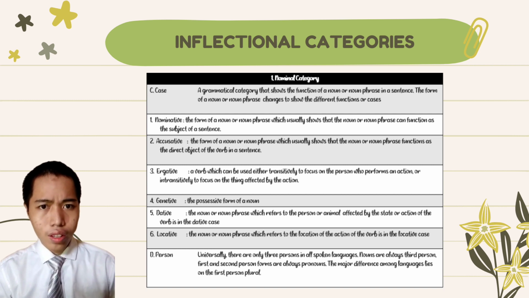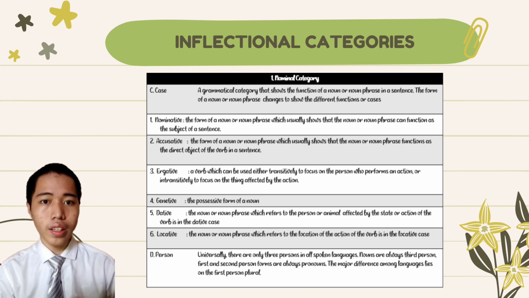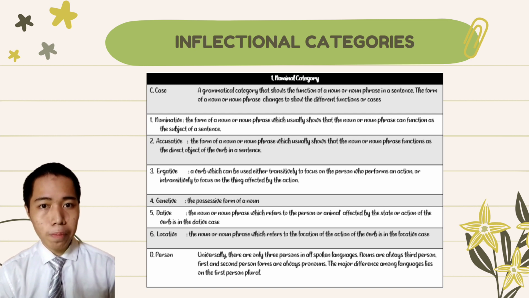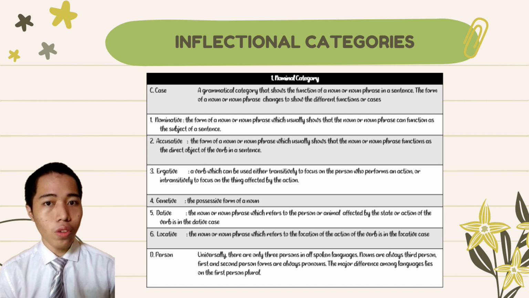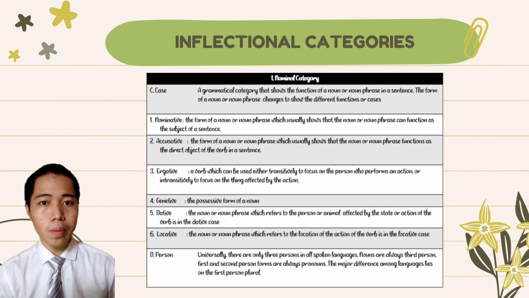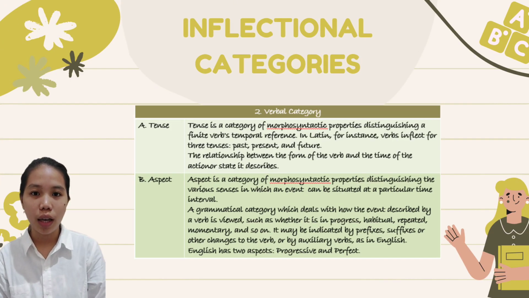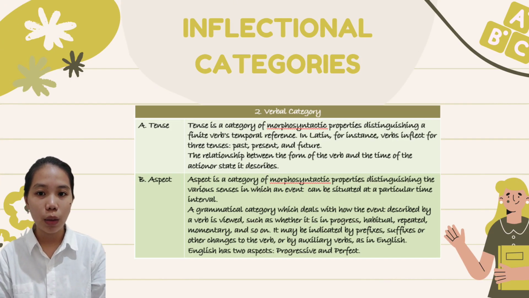The fourth way of nominal category is person. Universally, there are only 3 persons in all spoken languages. Nouns are always third person. First and second person forms are always pronouns. The major difference among the languages lies in the first person plural. Inflectional category number 2, verbal category.